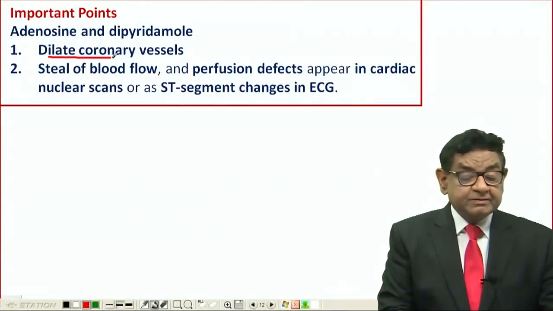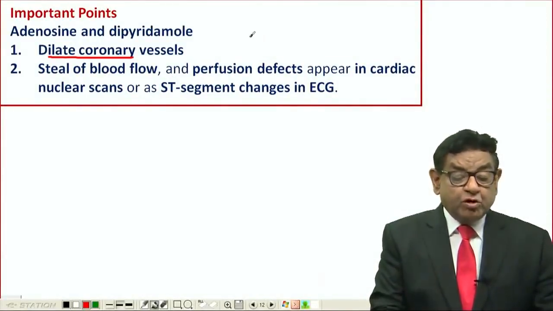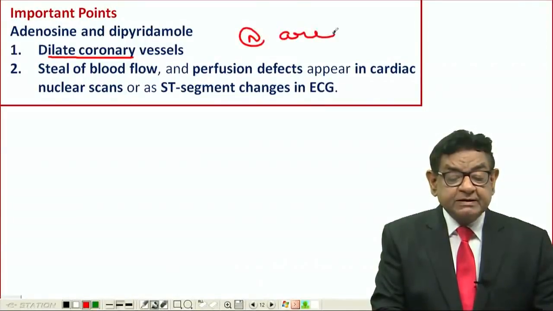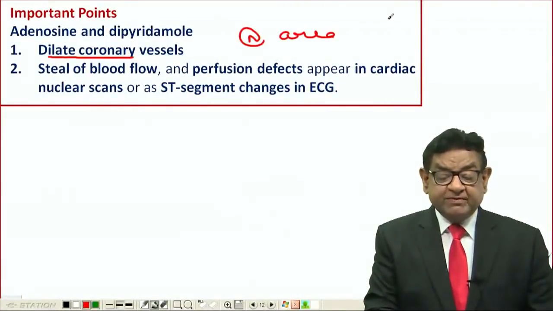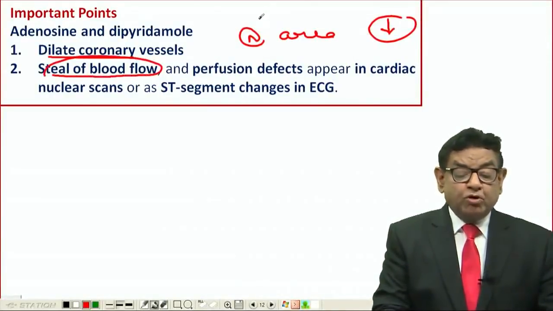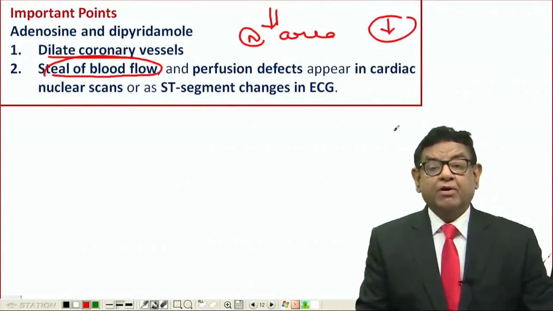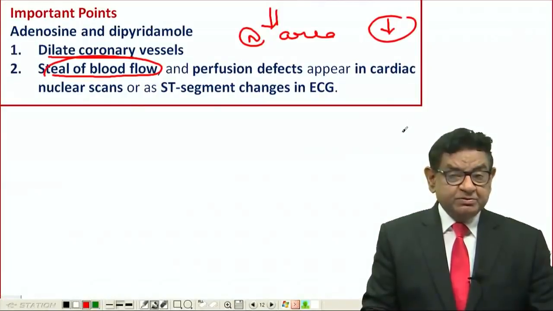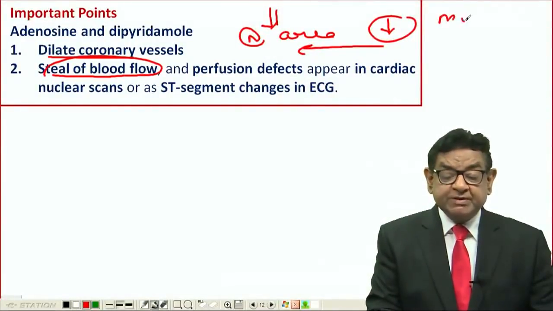What happens? They dilate the coronary arteries and increase supply to normal areas. Definitely, the patient already has some ischemic vessel. The blood flow to the ischemic vessel will decrease, so there will be a steal of blood flow. More blood flow will go to the normal area, and less blood will go to the abnormal area, where blood supply is already reduced. Now they have shunted the blood from the ischemic area to the normal area, and there will be more ischemia of the myocardium.